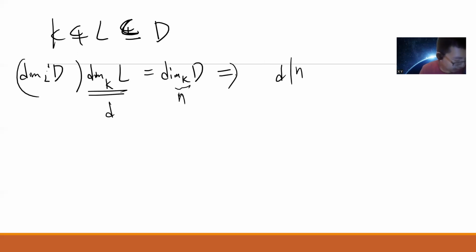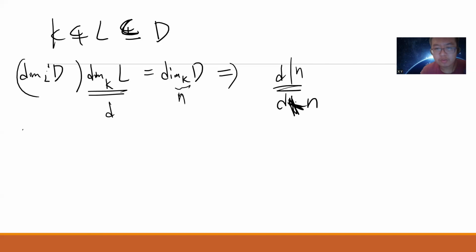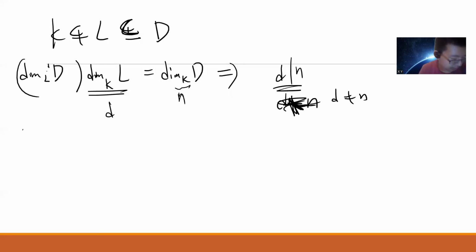Okay. So now we can write, right? So D must divide N, and D cannot equal N. D should not be the same as N. Otherwise we prove our result. Right? So we should assume that D is different from N.